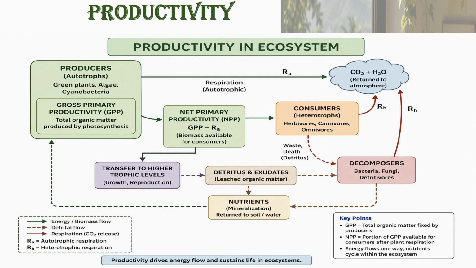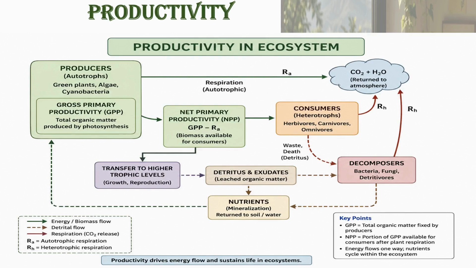They are called autotrophs. And the amount of biomass, or organic matter, they produce by the photosynthesis process is called GPP, gross primary productivity. And we all know what photosynthesis is. Photosynthesis means green plants absorb sunlight, consume water, use carbon dioxide, and prepare their own food. It is called photosynthesis. So the total biomass produced by the producers, we call it GPP.